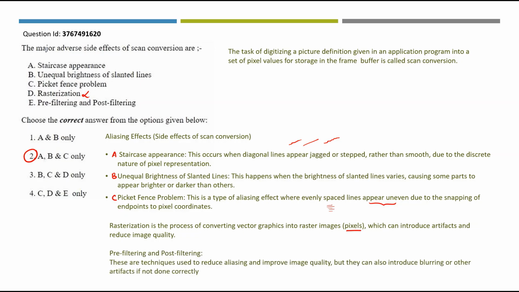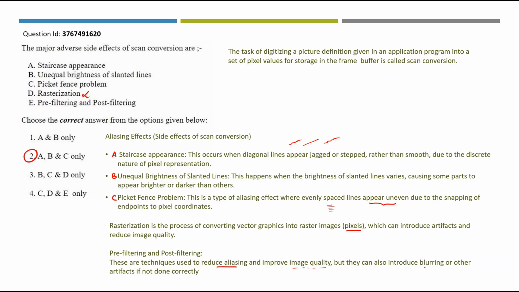What about pre-filtering and post-filtering? These are techniques used to reduce aliasing and improve image quality. But they can also introduce blurring or other artifacts if not done correctly. What is blurring actually? Blurred image means the image is not clear. You cannot see what is in the image very clearly. So that is blurring. They are saying pre-filtering and post-filtering as techniques to reduce these side effects that are mentioned in A, B and C.